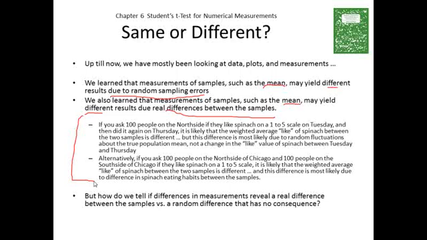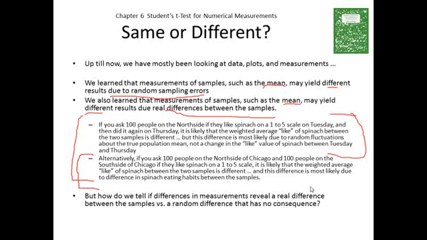This difference is most likely due to random fluctuation about the true population mean on the north side of how much they like spinach. It is not likely to be due to a real change in the like value of spinach between a Tuesday and a Thursday. So there's an example of pure random sample error, or highly likely pure random sample error.